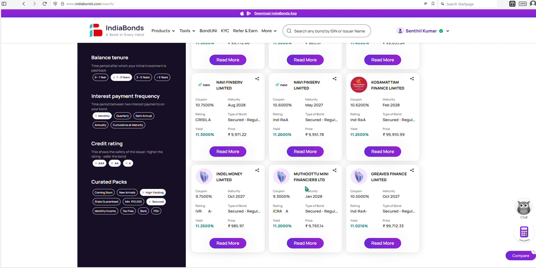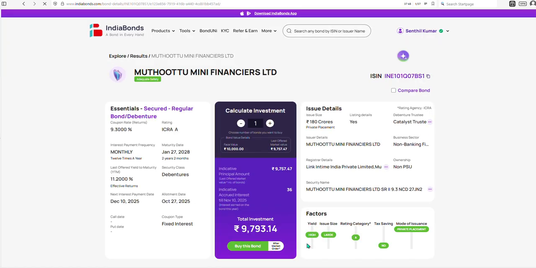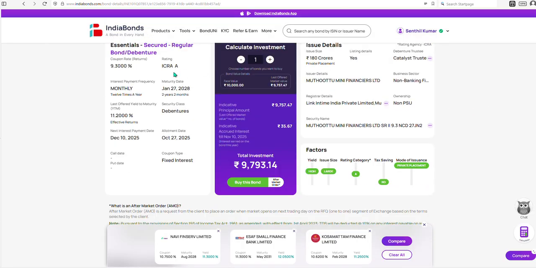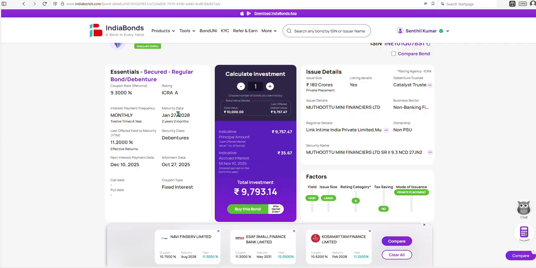So let me go to Muthoot Mini Finance. This is one of my favorite companies. If you see, its rating is A, and the security clause is debentures. Debentures mean they're selling this bond based on their trustworthiness and rating category. And if it is secured, it means your investment is secured with their assets or their collateral.